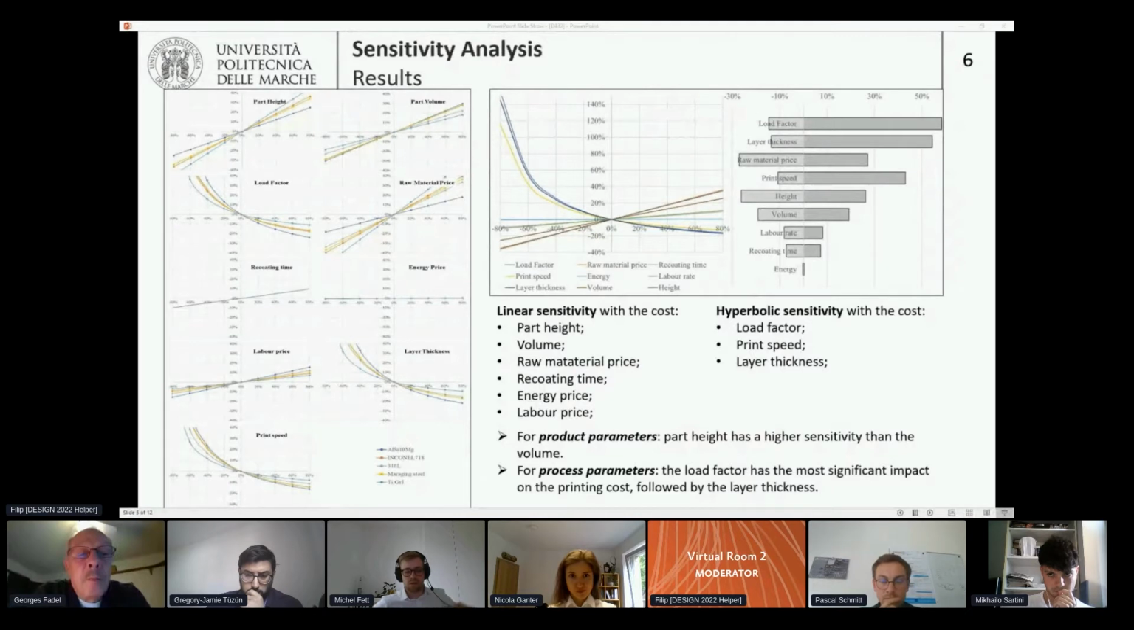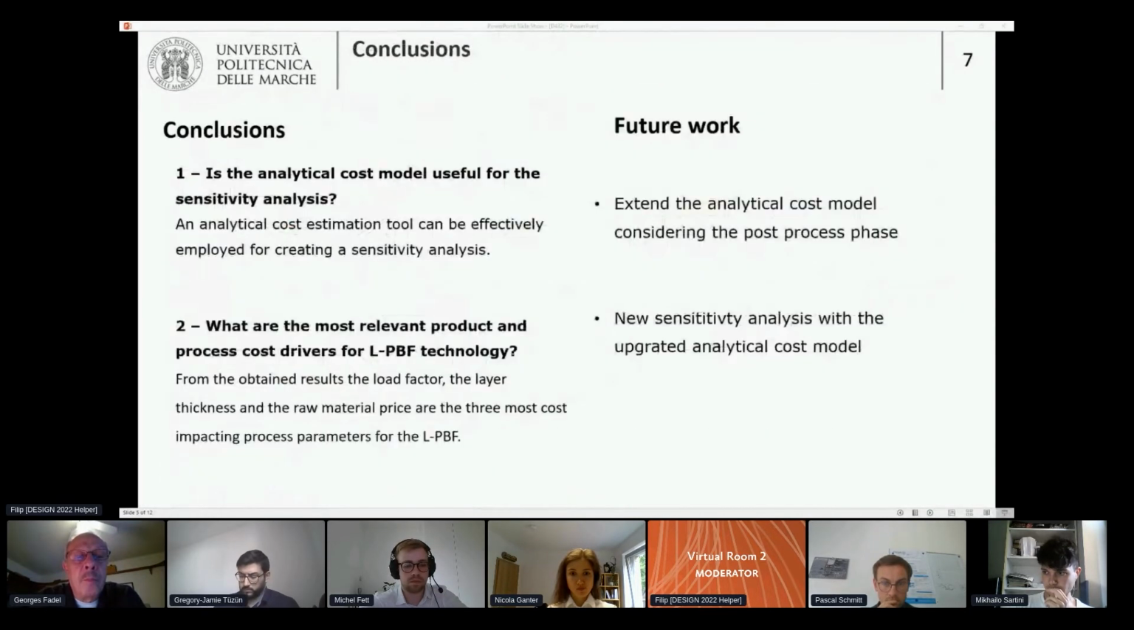From a global point of view, regarding the product parameters, the part height has a higher sensitivity than the volume. Among the process parameters, the load factor has the most significant impact on the printing cost, followed by the layer thickness. Moving to the conclusions, it is possible to say that the analytical cost model used for the sensitivity analysis is useful to identify the most relevant product and process cost drivers.